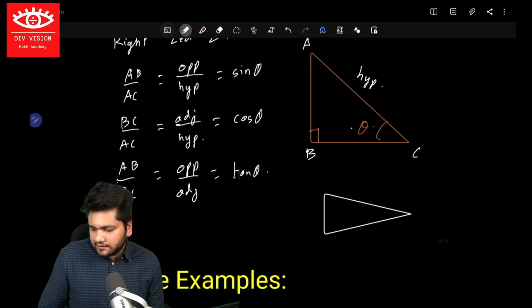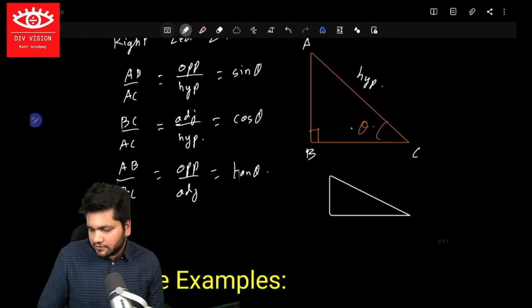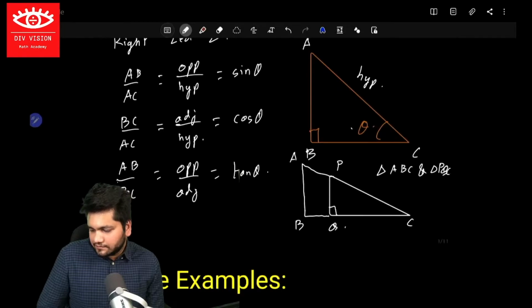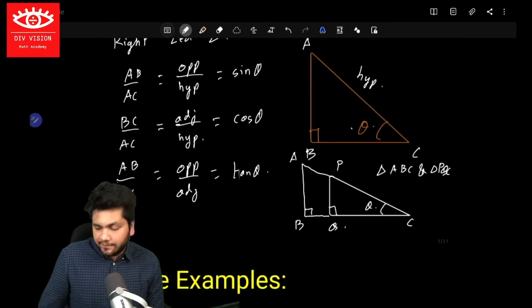Now, the thing is, if we consider any other right angle triangle like this, it's going to be somewhat like this. Let's consider this is ABC and this is PQC. As you can see, triangle ABC and triangle PQC are both right angle triangles, and this angle is theta in both.